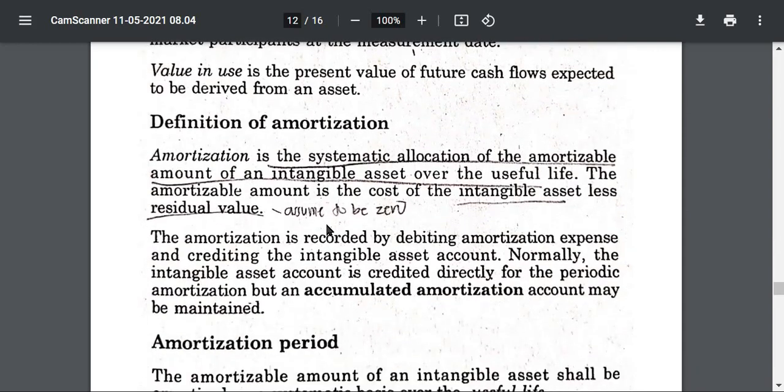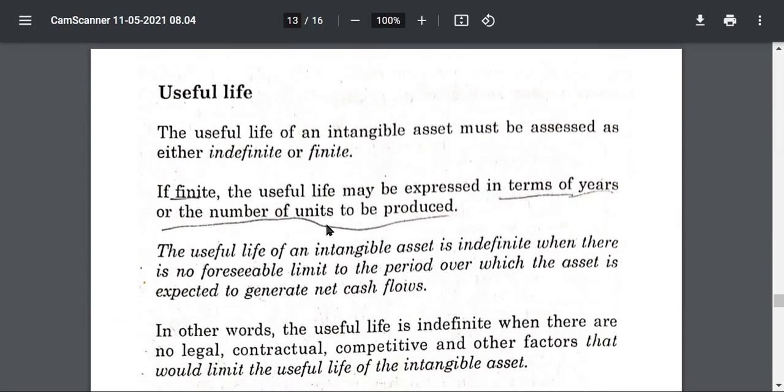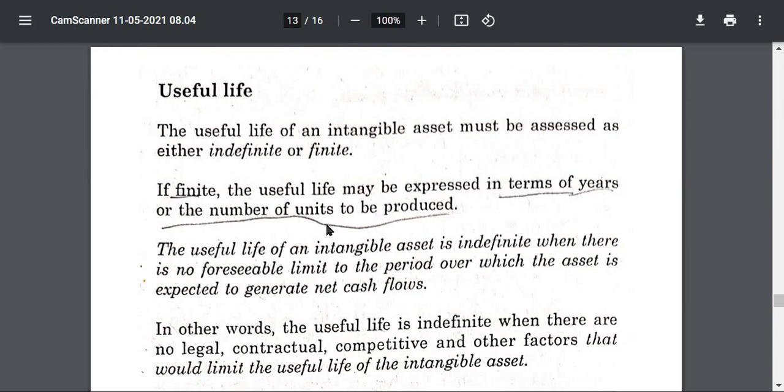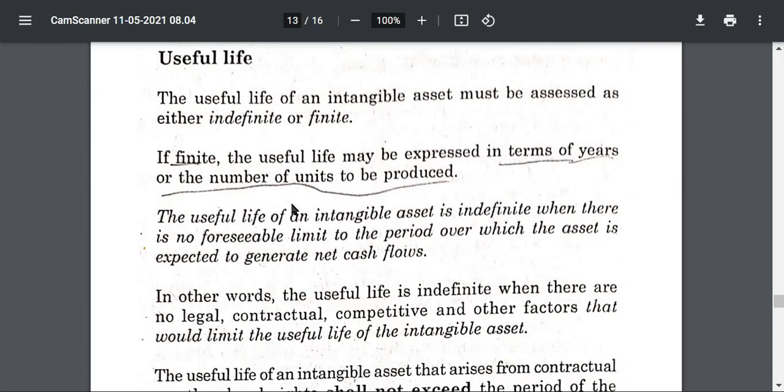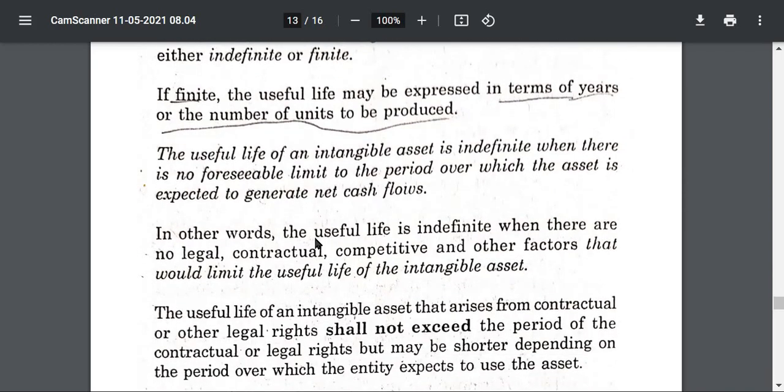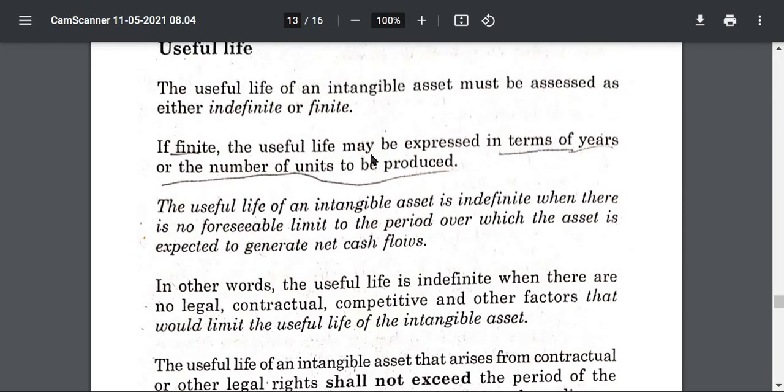Okay, so we've already discussed this one. Okay, useful life. The useful life of an intangible asset must be assessed as either indefinite or finite. When you say indefinite, meaning it can be used or it can live forever legally. Pag finite naman, limited lang yung useful life niya. So if finite naman siya, the useful life may be expressed in terms of years. Ilang years ba siya pwede gamitin, or ilang number of units of goods lang ba yung pwede niya ma-produce.